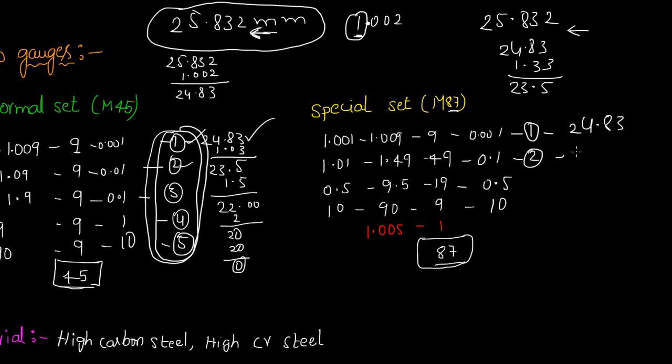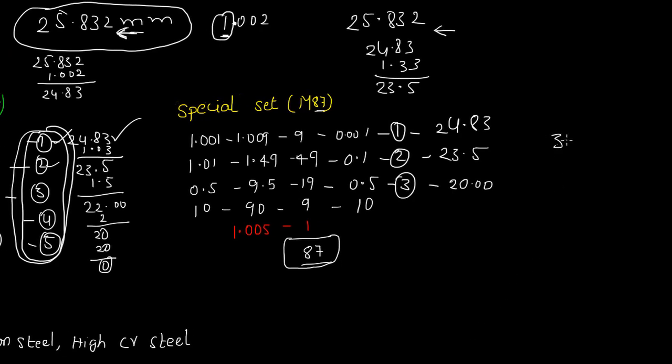So now the total dimension will come out to be 23.5. And I am selecting a third slip gauge from this, that means 20.00. I'm selecting a slip gauge having 3.5 mm thickness.